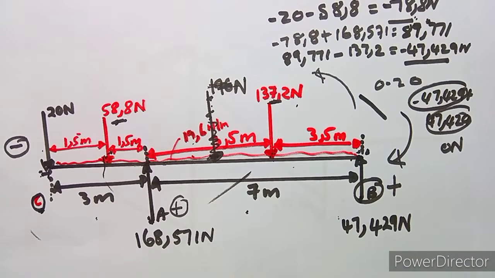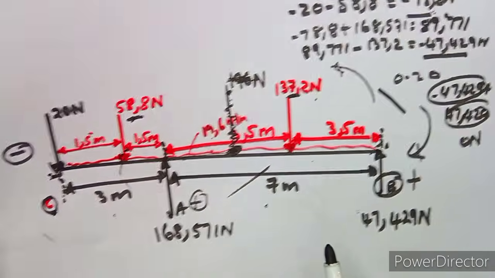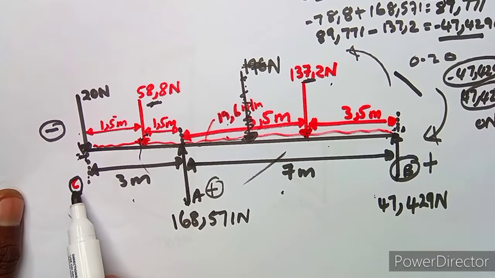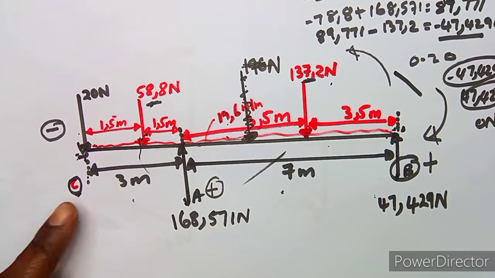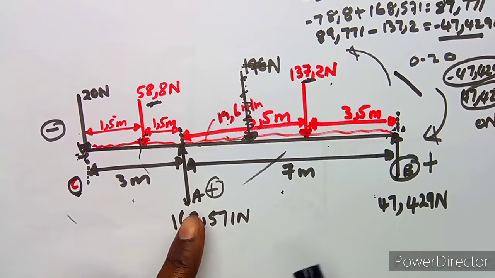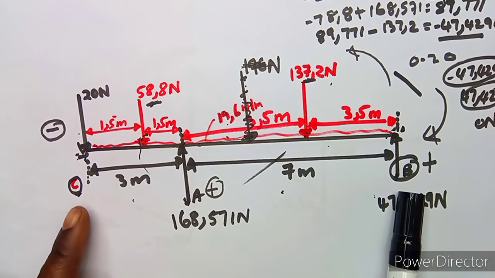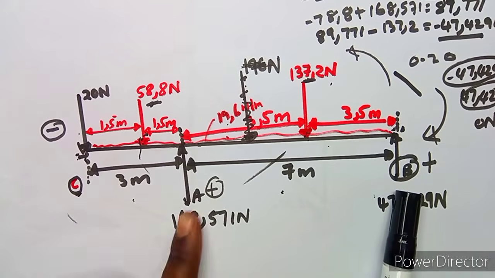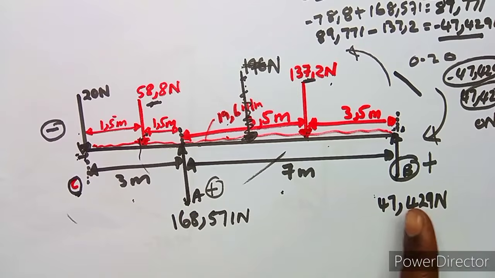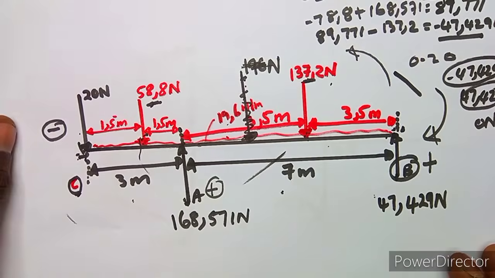Okay, so what is going to happen is that we are going to have the bending moment at this. So here I have indicated this point C. Because already we were given A and B, I've indicated this one as an extra point C at this point. So we've got here bending moment at C, bending moment at A, and then bending moment at what? At B.